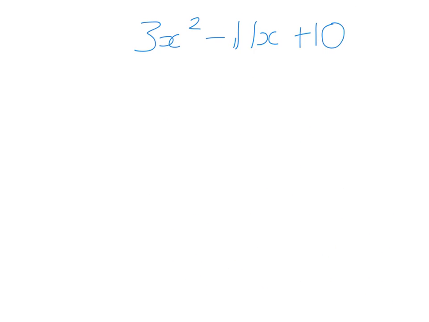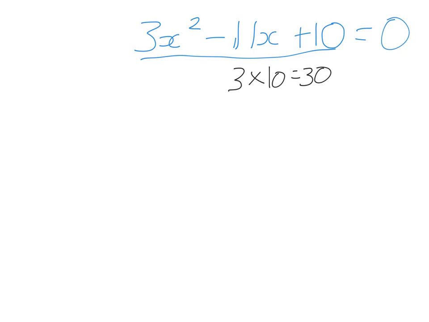3x squared minus 11x plus 10 equals 0. So we've got one side equal to 0, which is great. We don't need to do anything to it. So all we do is focus on factorising this here. So we use the processes we went through last lesson. A times C is 30. Now we need to find two factors of 30 that add to negative 11, and they of course are negative 6 and negative 5. So then we split up the middle term, minus 11x. So our quadratic becomes 3x squared minus 6x minus 5x plus 10 equals 0.